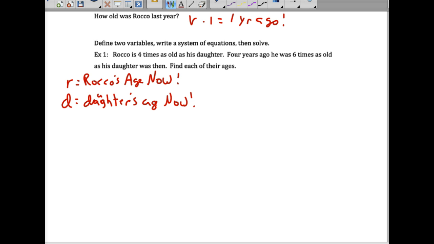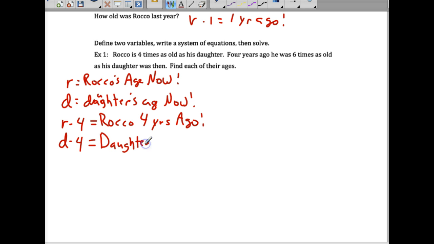So what are you going to write? R minus 4. And what does that represent? Rocco, 4 years ago. Let's keep it simple. We don't have to write a ton. And then what about his daughter 4 years ago? D minus 4. You have to write that down. You have to define that. So D minus 4 equals the daughter 4 years ago.